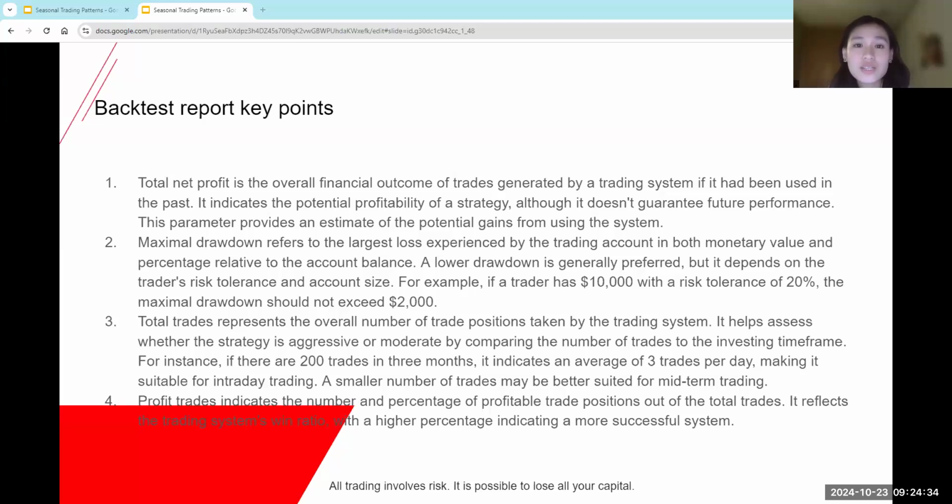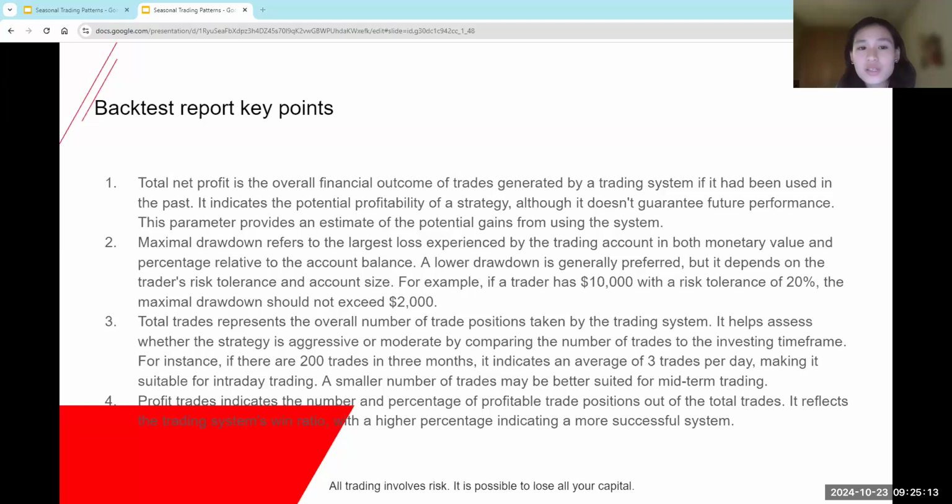Maximal drawdown refers to the largest loss experienced by the trading account in both monetary value and percentage relative to the account balance. So a lower drawdown is generally preferred, but also it depends on your risk tolerance and account size. So for example, if a trader has $10,000 with a risk tolerance of 20%, the maximal drawdown should not exceed $2,000.